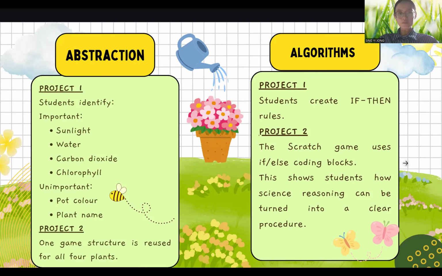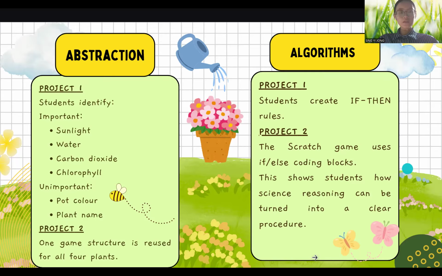Turning to algorithms, in Project 1, students create simple if-then rules to guide their reasoning. In Project 2, the Scratch game uses if and else coding blocks to carry out the same logic automatically. Together, these examples show students how scientific reasoning can be turned into a clear, repeated procedure.